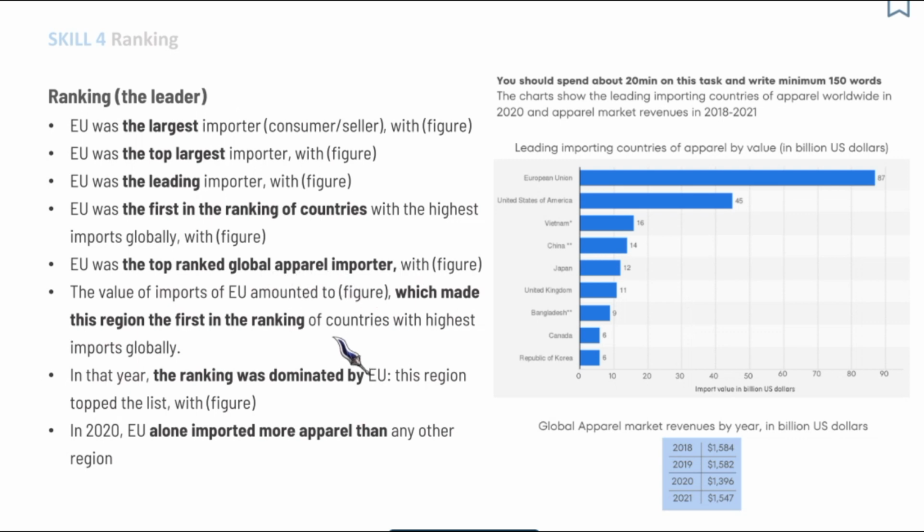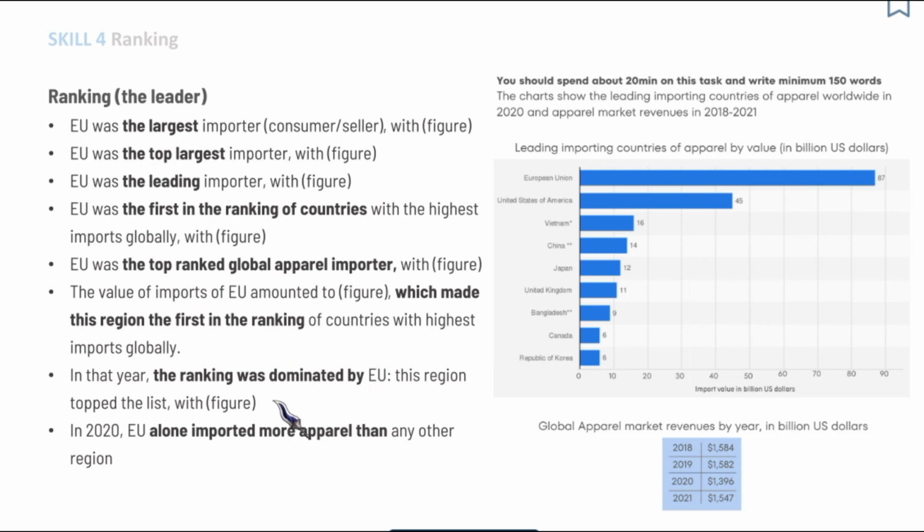Another very good way to present information is like here. So the value of imports of EU amounted to 87, which made this region the first in the ranking of countries. So why is this option good? Well, because this is a complex sentence, so you mention the figure and then you kind of comment on this figure. And not only is this sentence coherent and logical, but also it is grammatically complex.